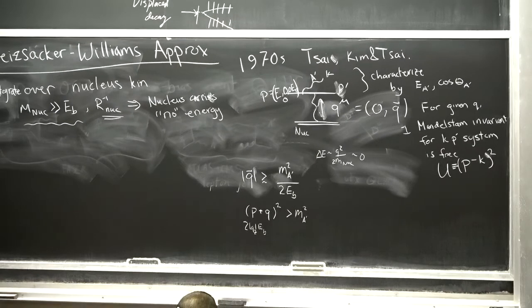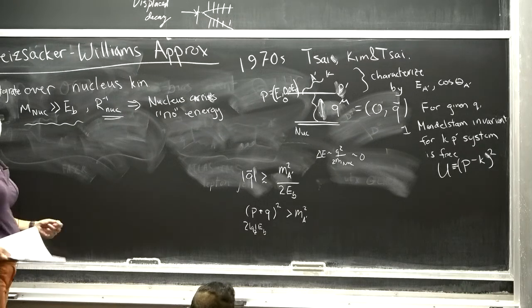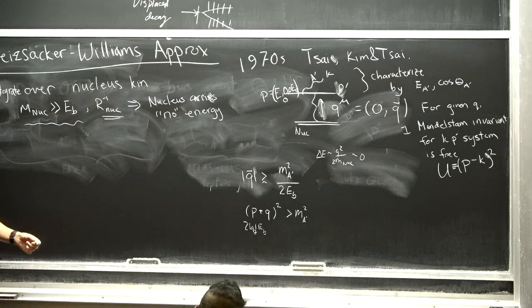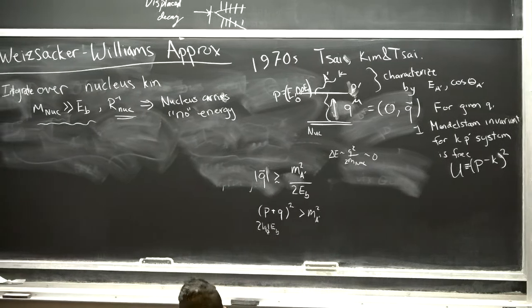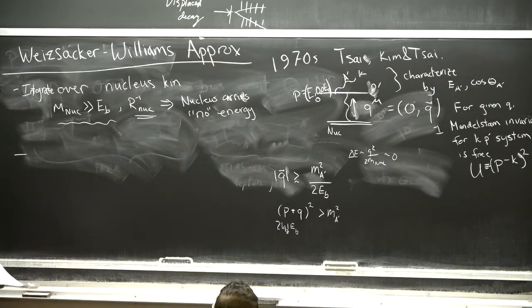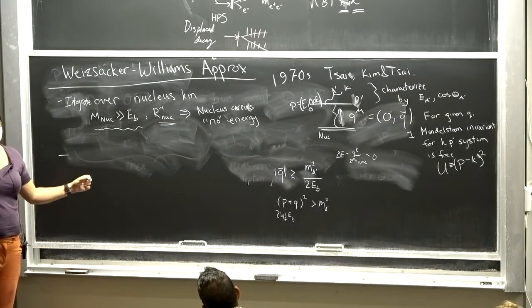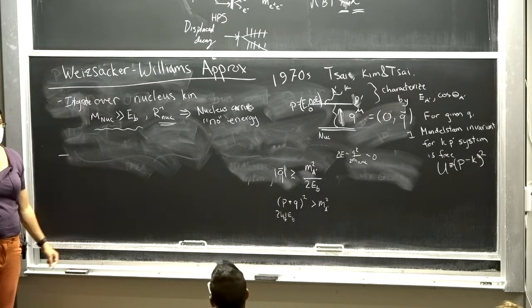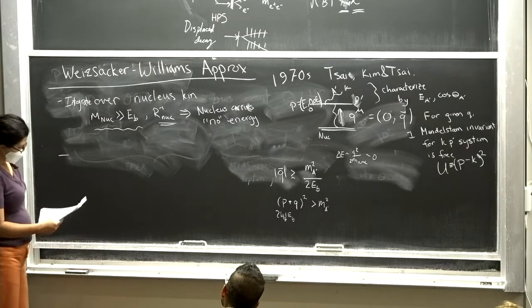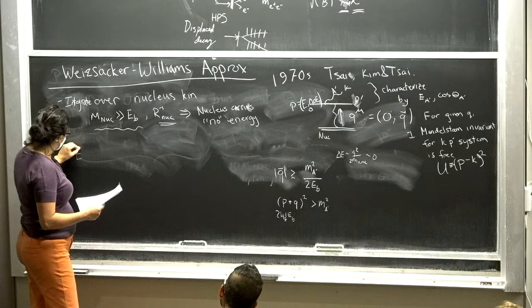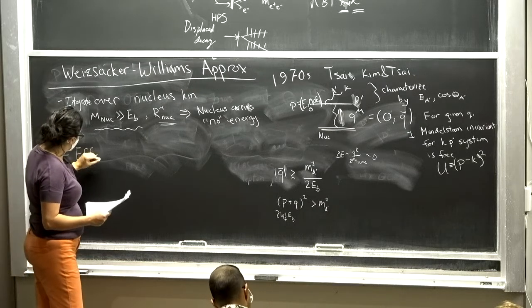Okay, so the nucleus is just kind of sitting there. It's getting a little momentum kick, but it's not carrying away any energy. One way to think about Weizsäcker-Williams is that you're just approximating that nucleus as a source of photons coming from its electric field. So you can think of there being an effective flux of photons.